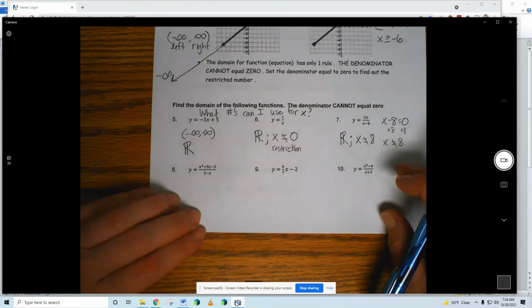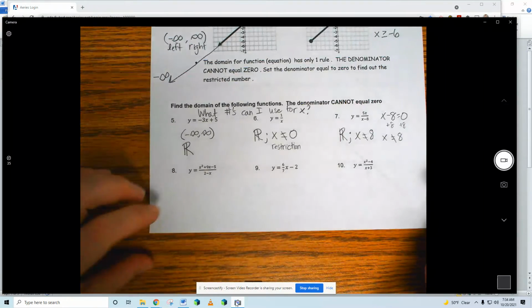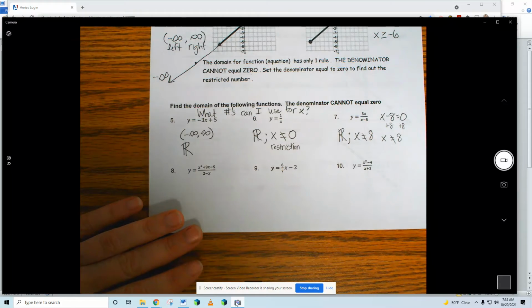Okay, number 8. I'm going to do 8, but then I'm going to leave 9 and 10 for you to do for homework.